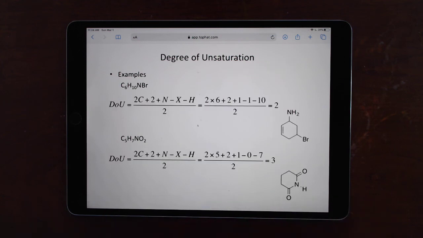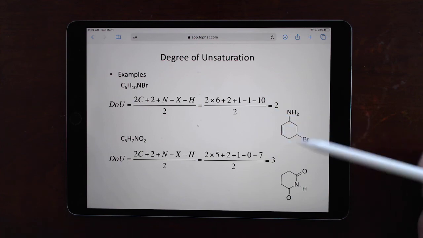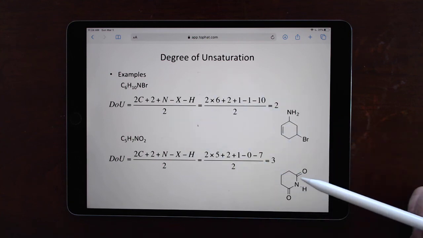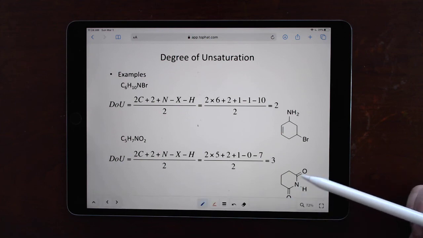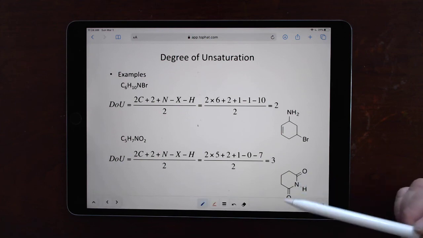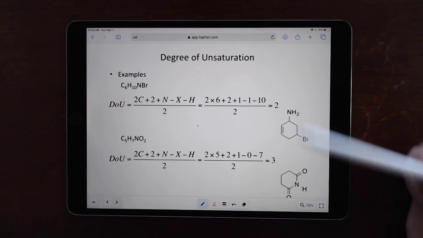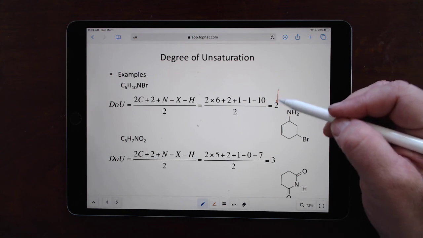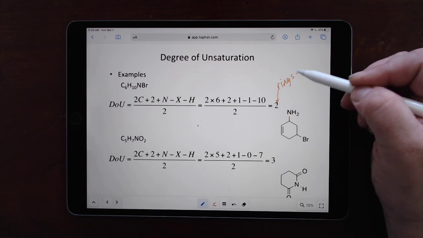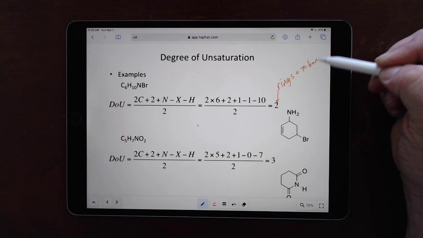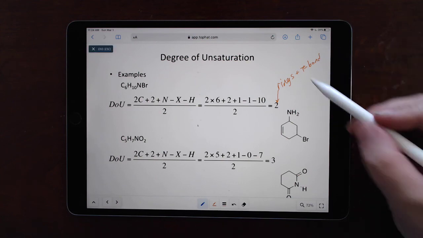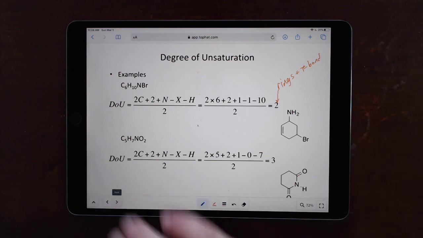So these are example molecules of what it could be. If it's 2, we could have a ring and a double bond. There's a whole bunch of different ways that you can do this. I just kind of made these up. This one here, you can have a ring and say two pi bonds, carbon-oxygen pi bonds. That's fine. You could use either one. But again, this is going to be rings plus pi bonds. So just be aware.